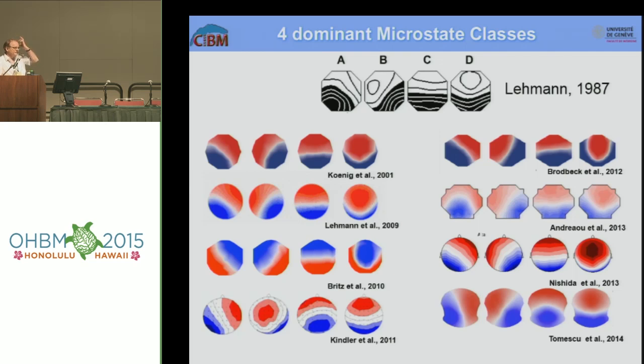Here are different studies from the 80s, 90s, 2000, 2010, 2014, up to now, different studies with different types of subjects, even some clinical studies. You see that most of them show these four prototypical maps that Dietrich Lehmann showed many years ago, with a left-right, right-left, anterior-posterior, and a more central configuration. It comes up again and again and again in your data. Four seems to be not a lot, but four can have, in terms of temporal organization, a lot of variance and a lot of variability and a lot of uniqueness between you.